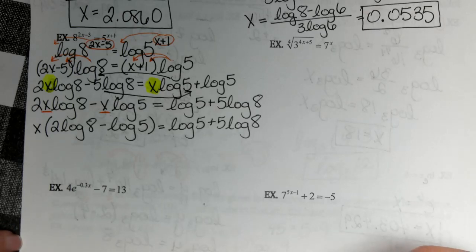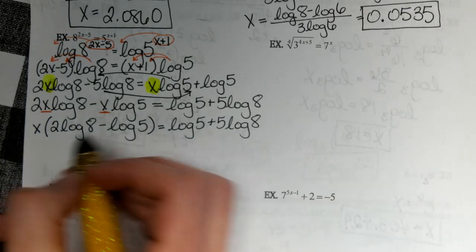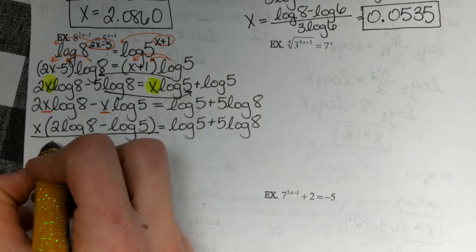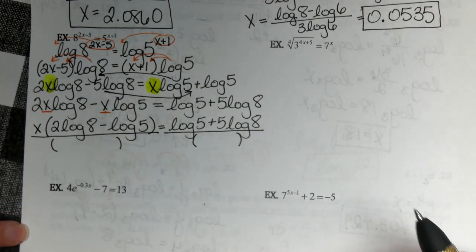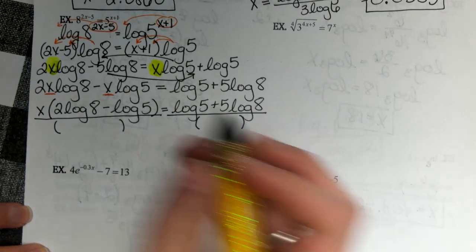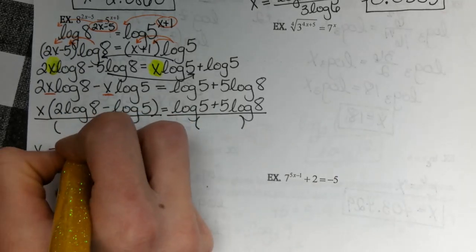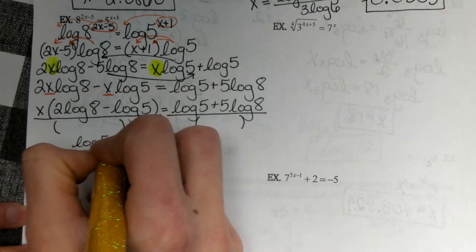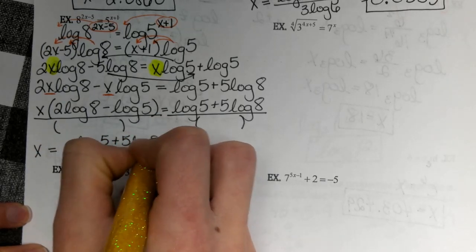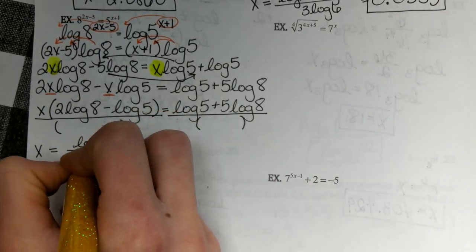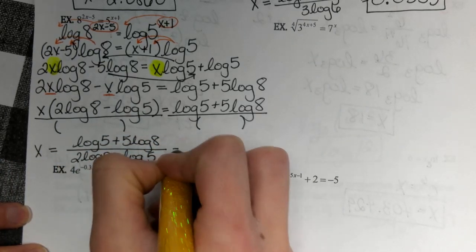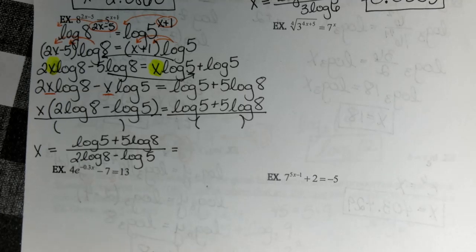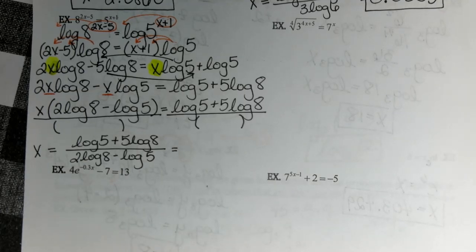Now how am I going to solve for x? I'm going to divide by the whole thing. So x is equal to log 5 plus 5 log 8 over 2 log 8 minus log 5. And I expect to see that final step. Don't just jump to the answer from the calculator.